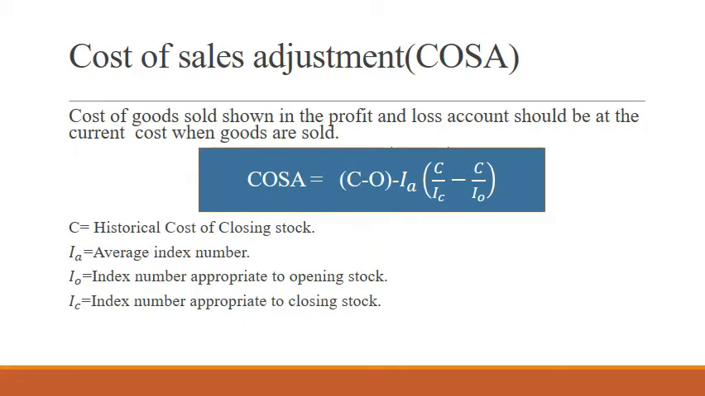Cost of sales adjustment, prominently known as COSA. Cost of goods sold shown in the profit and loss account should be at the current cost when the goods are sold. For this, we use the formula COSA = (C - O - IA) multiplied by (C divided by IC - C divided by IO), where C is the historical cost of closing stock, IA is the average index number, IO is the index number appropriate to opening stock, and IC is the index number appropriate to closing stock.